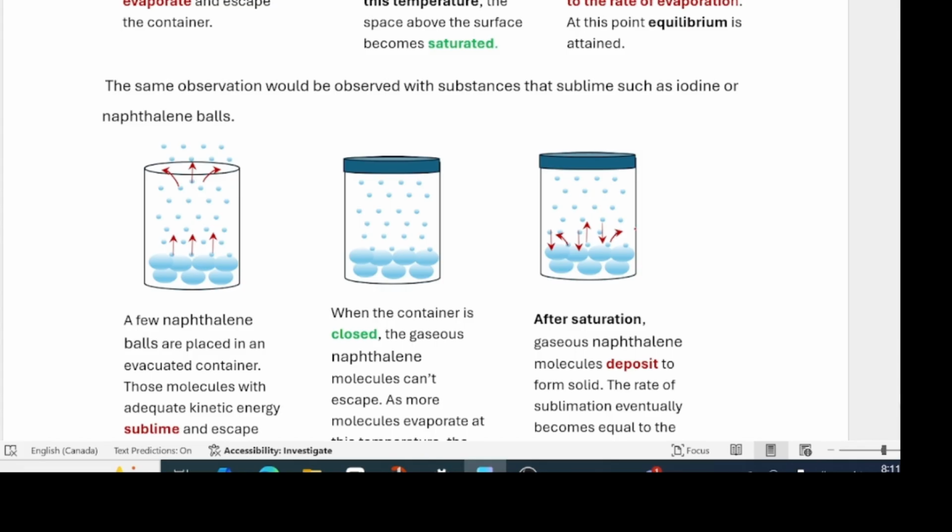Something similar happens when naphthalene balls are placed in an evacuated container. Molecules with enough energy will sublime and escape as a gas and exit the container until all the balls disappear. If the container is closed, it allows the gaseous molecules to saturate the space above the balls. And finally, the molecules deposit to reform the solid naphthalene. Equilibrium is finally attained when the rate of sublimation is equal to the rate of deposition.